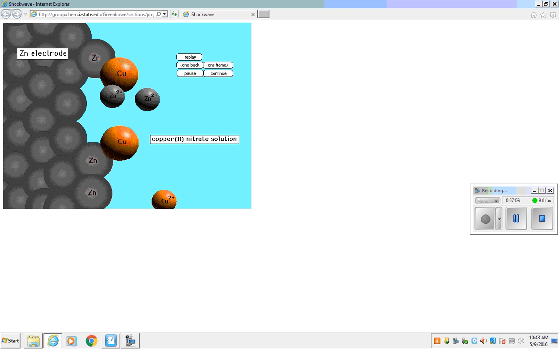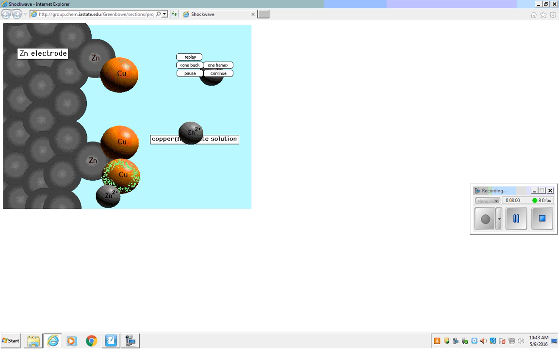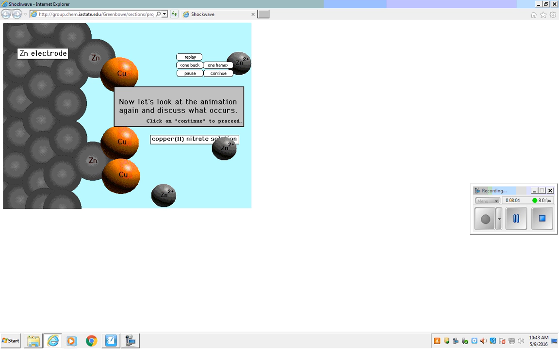Those electrons are being gained by those copper atoms. And now those copper atoms are sitting there as solid copper, while these zinc ions float away in solution. Interestingly enough, they do change the color of the solution in this animation, since a zinc solution is not colored.